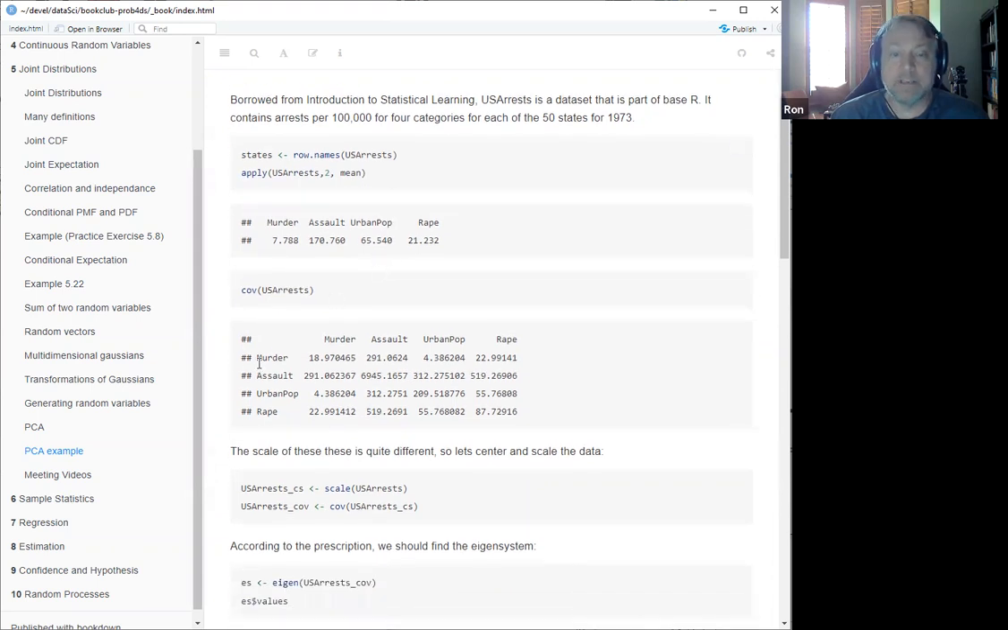So we look at the covariance matrix of the data. It looks like this. You can see that some of these things have very high variances. There certainly are non-zero covariances between them, so it should be interesting to try to find some principal components for this data set. But the scale of these things is quite different.